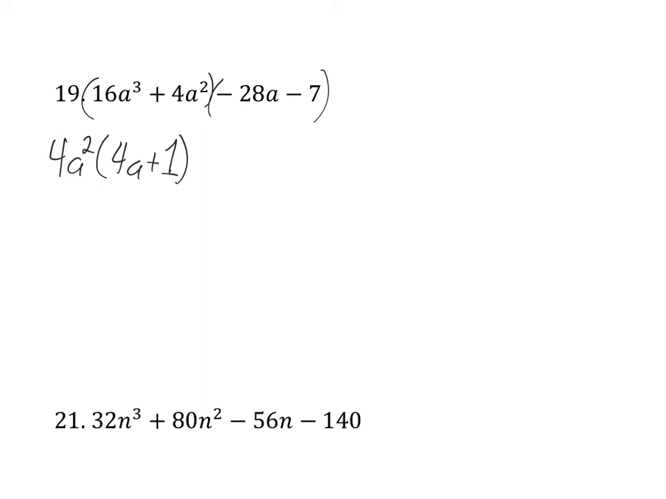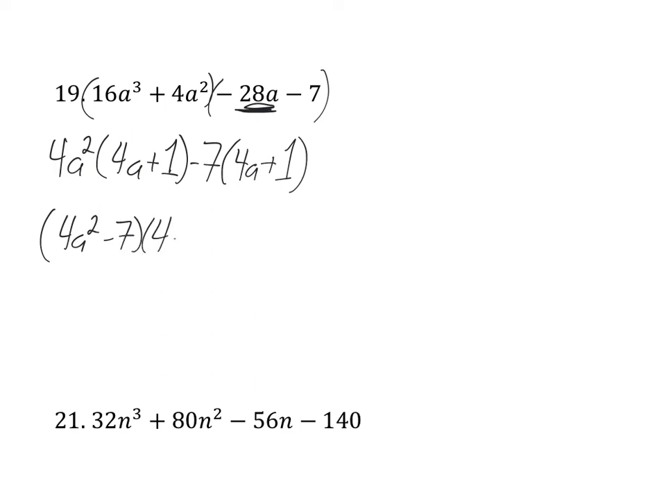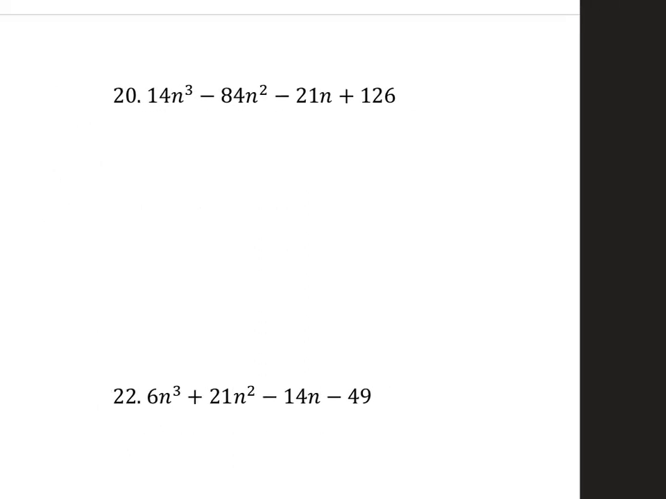For the second one, how do I make those look the same? Well, I can pull out a 7. So I can just look at this and say, I want to pull out a negative 7 because I want this answer, once I divide, to become positive 4. So that'll be 4a plus 1. So my final answer is 4a squared minus 7 and 4a plus 1. Perfect. Okay, go ahead and try out 20.